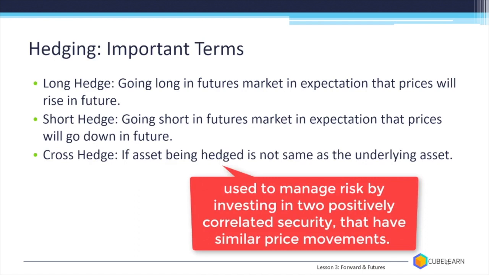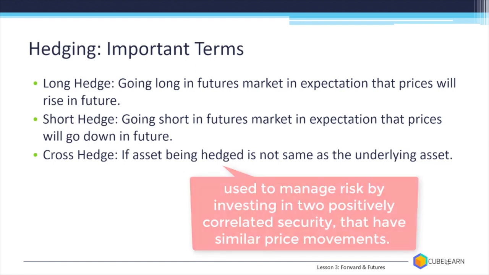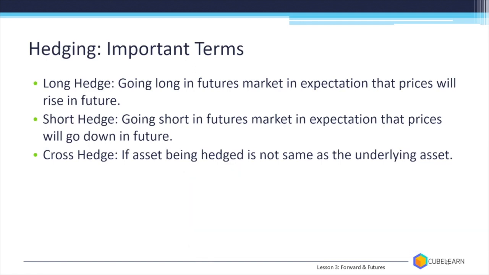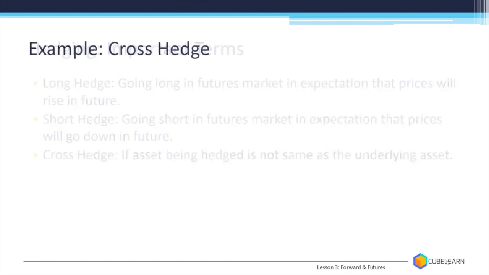A cross hedge is used to manage risk by investing in two positively correlated securities that have similar price movements. Although the two securities are not identical, they have enough correlation to create a hedged position.